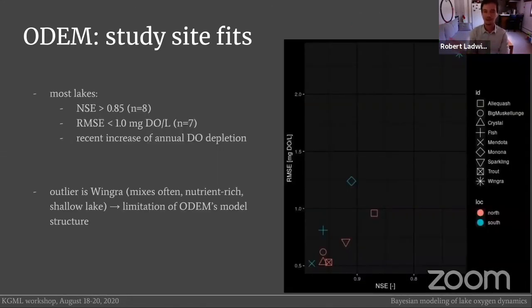If we quantify the fit for all the lakes, as you can see here on the right side with a plot of the Nash-Sutcliffe coefficient of efficiency on the x-axis against the root mean squared error on the y-axis, most of our lakes have an NSE above 0.85, so a really good fit. And also the RMSE is below 1 milligram per liter. We only have one outlier, which is on the top right. This is Lake Winkwa, which mixes often during summer. It's also nutrient rich and is a very shallow lake. And so now we know that these configurations of lake systems don't work with our process-based model. So this is a really important limitation that we now know.